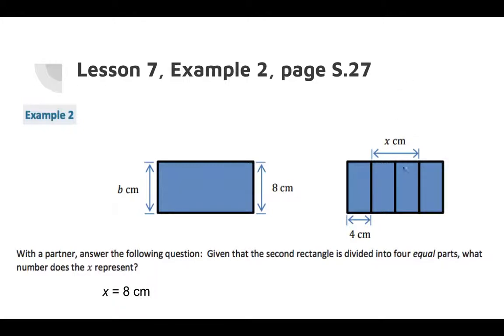So X means these 2 sides right here, the length of these 2 down here. That's 8 centimeters because they told us that this one is 4 centimeters. We were also told that this was divided into 4 equal parts. So you put 2 of them together, it's 8 centimeters.